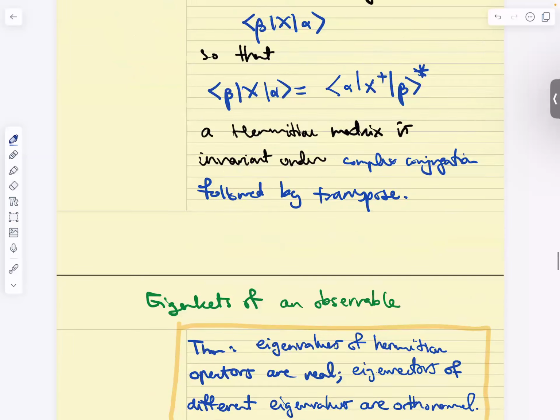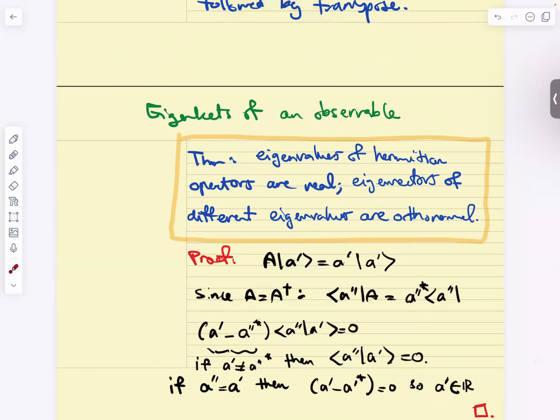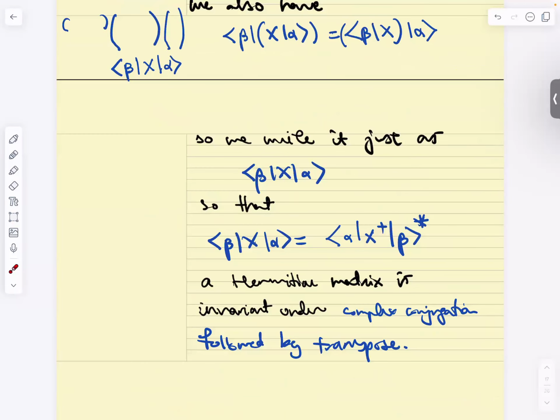Why Hermitian? Because we're going to see in the next lecture that the eigenvalues of Hermitian operators are real. The eigenvectors with different eigenvalues are orthonormal. So we're going to get there and discuss that. The next lecture is going to start with the theorem that we're going to prove, explaining the underlying logic behind the idea that we're not going to use every operator, every matrix as an observable, but only Hermitian operators or matrices. All right, I'm going to stop here. Are there any questions?